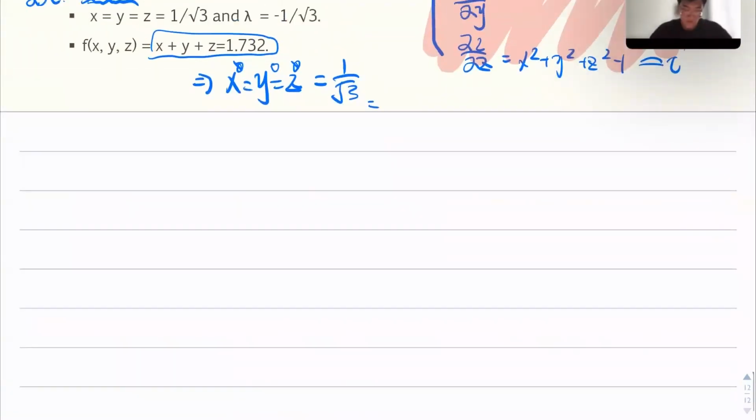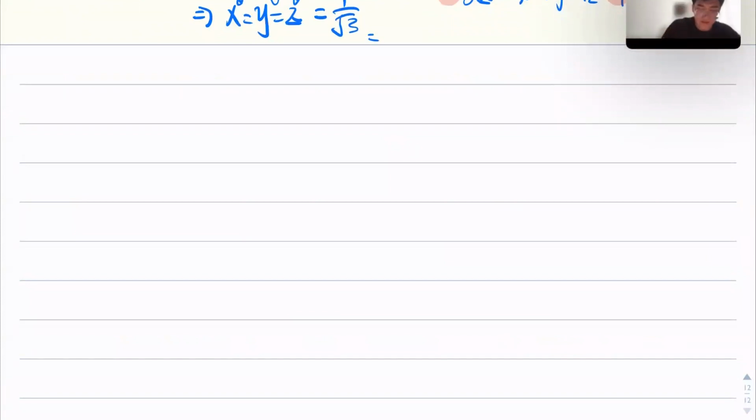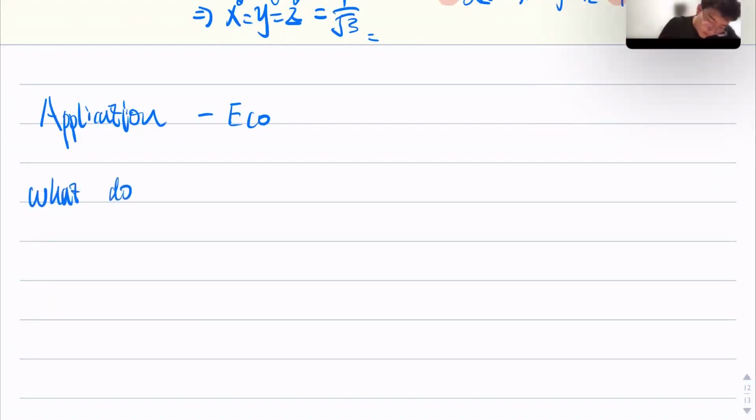Okay, so now let's look at some of the applications of the Lagrange method, specifically in the economics field. Before I get started, I want to ask a couple of questions for the participants to think about, so we can have a better understanding of this application. The first one is, what do consumers do in the market?